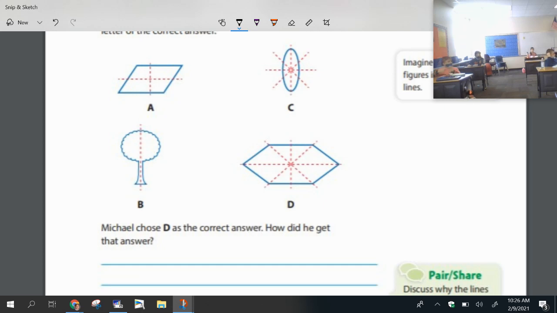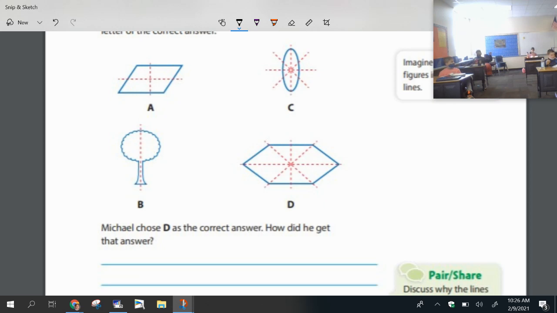Audrey, it landed on you. First went to Alan, but he's not in here. So, Audrey, what did you select first? I chose B. So, Audrey chose B. Is Audrey correct? Yes, she is. B is the only one that is correct.